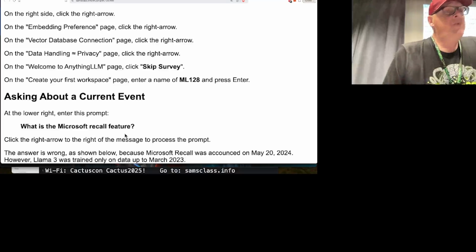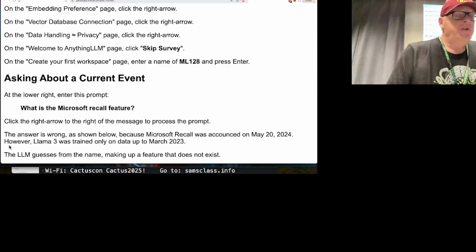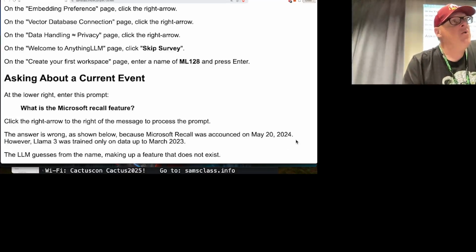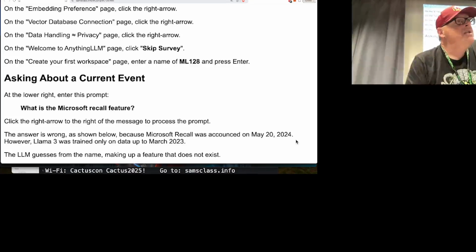Ask what is the Microsoft Recall feature. Now, Llama 3, which is what we're using, was only trained on data up to March 2023, and Microsoft Recall was announced in May 2024. So there was no Microsoft Recall as far as this model knows.